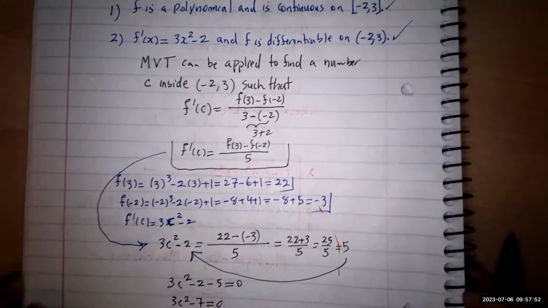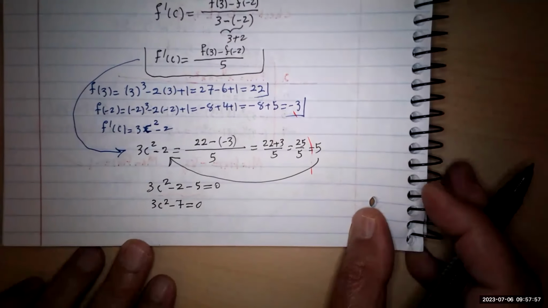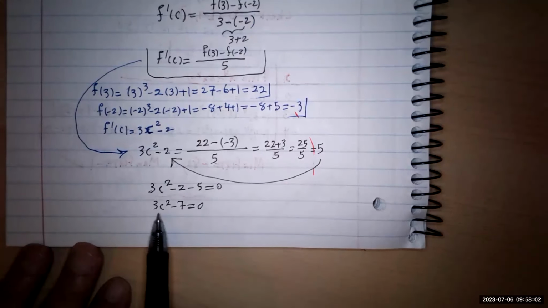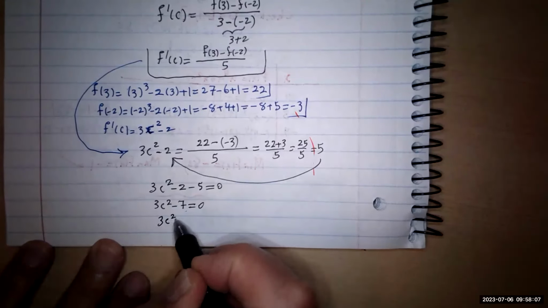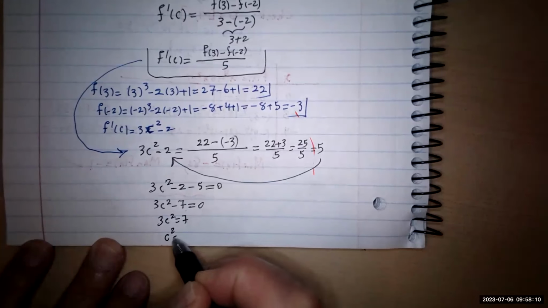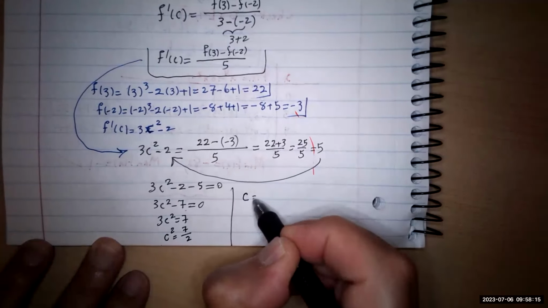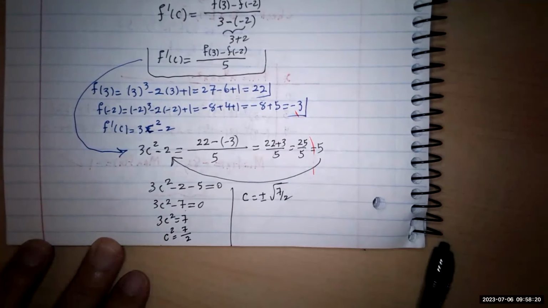If you have 3 terms, use the quadratic formula or factoring. If you have only 2 terms, you can solve for c squared right away and get the result. Make sure you handle this part all right. So that's easy. 3c squared equals 7, c squared equals 7/3. You take the square root, c would be positive or negative radical 7/3. You will use your calculator to find it, because you have to make sure that this is inside the interval.